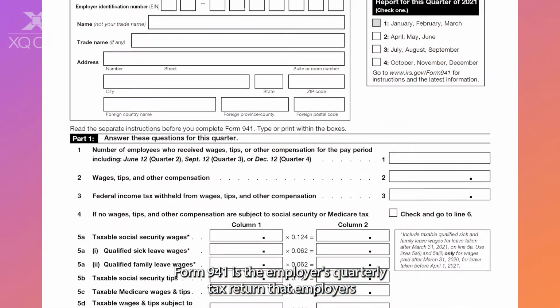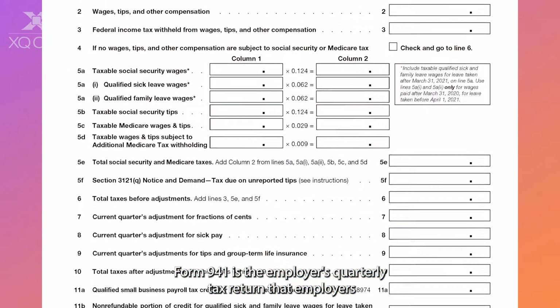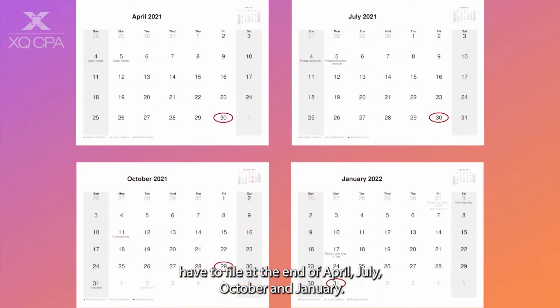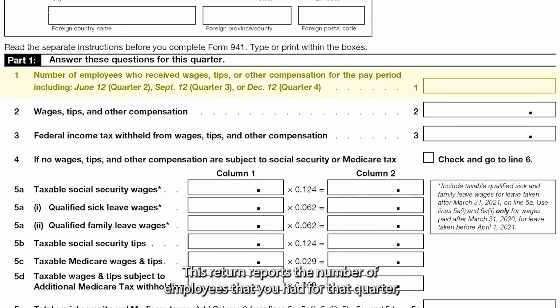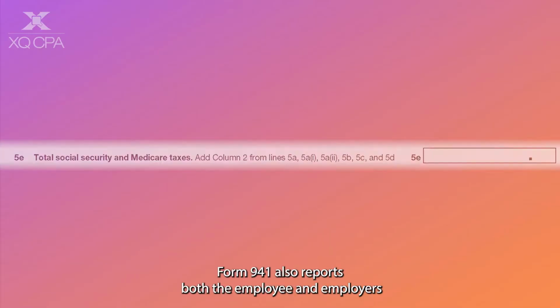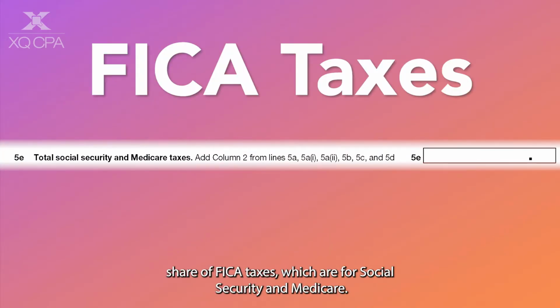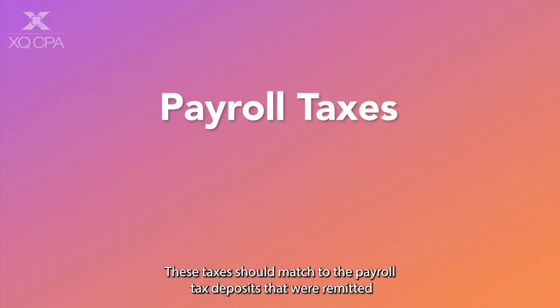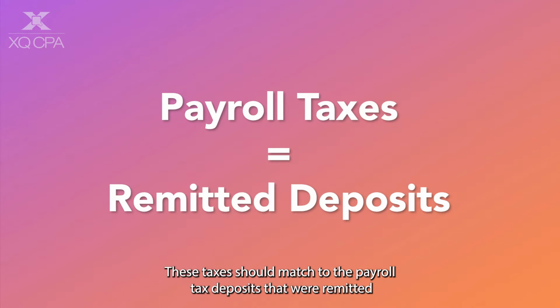Form 941 is the employer's quarterly tax return that employers have to file at the end of April, July, October, and January. This return reports the number of employees that you had for that quarter, as well as their wages and the withholdings for federal income tax. Form 941 also reports both the employee and employer share of FICA taxes, which are for Social Security and Medicare. These taxes should match up to the payroll tax deposits that were remitted throughout the quarter.